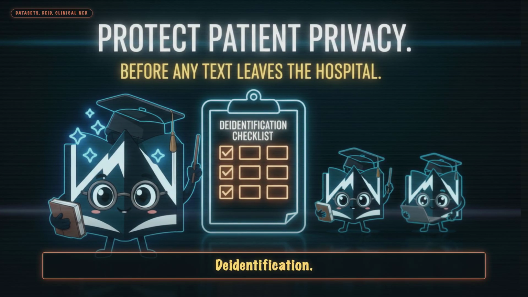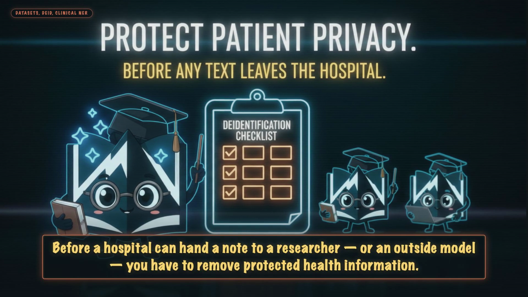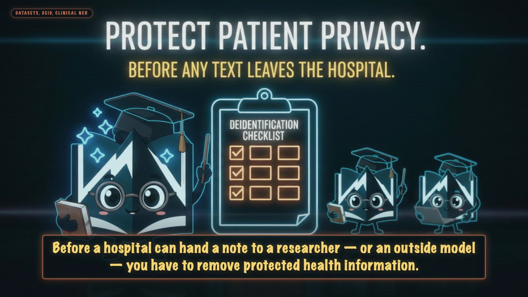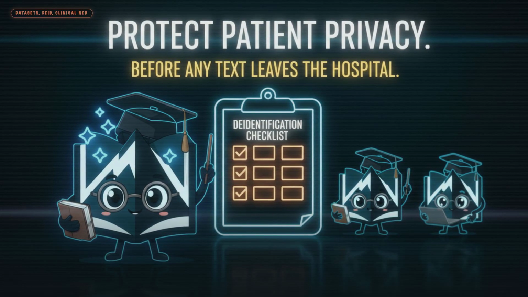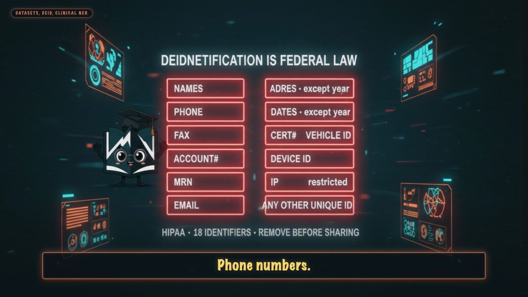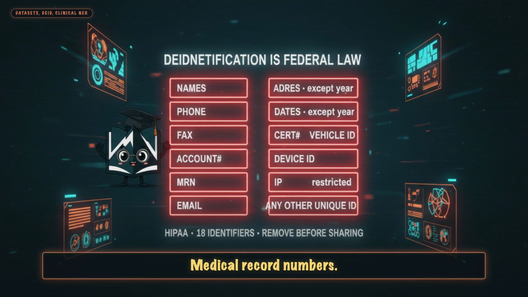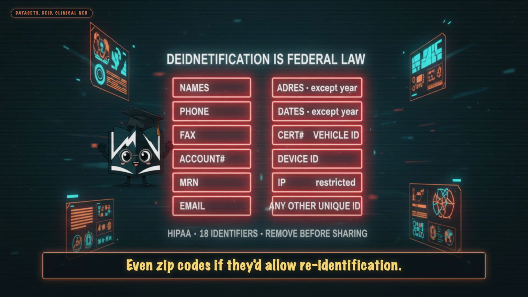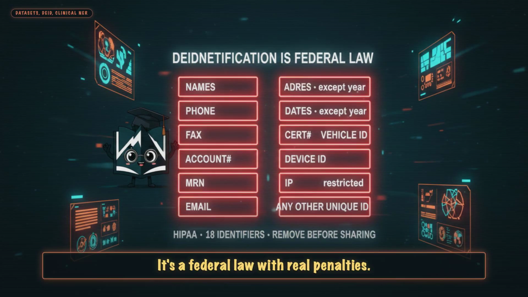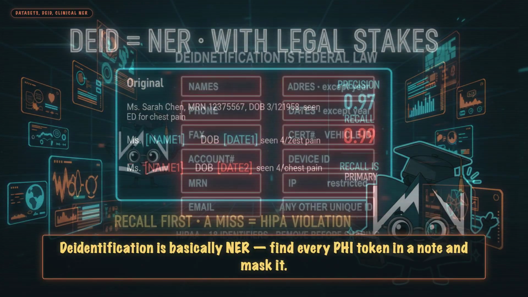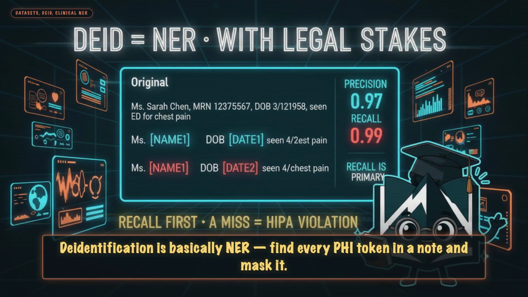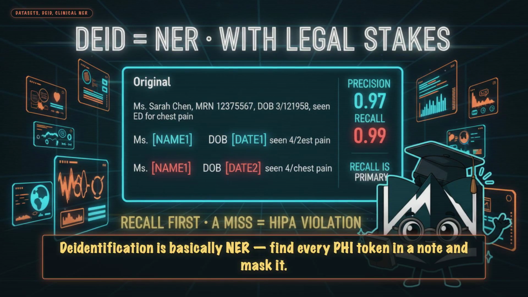Beat 2. De-identification. Before a hospital can hand a note to a researcher or an outside model, you have to remove protected health information. HIPAA lists 18 categories: names, dates, addresses, phone numbers, medical record numbers, even zip codes if they'd allow re-identification. This isn't a nice to have, it's a federal law with real penalties. De-identification is basically NER. Find every PHI token in a note and mask it.